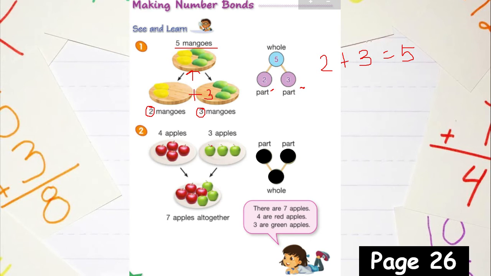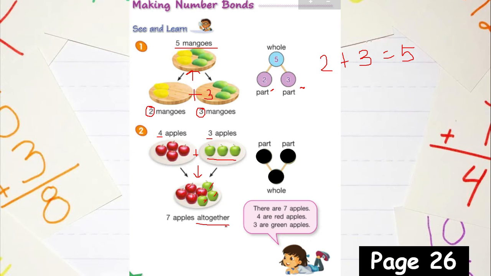Next, number 2. We have here 4 red apples and 3 green apples. We want to make another number, so we are going to add these 4 apples and these 3 apples. If you add them together, they will make 1, 2, 3, 4, 5, 6, 7. So you will get 7 apples all together. If you put them together, you call that all together.